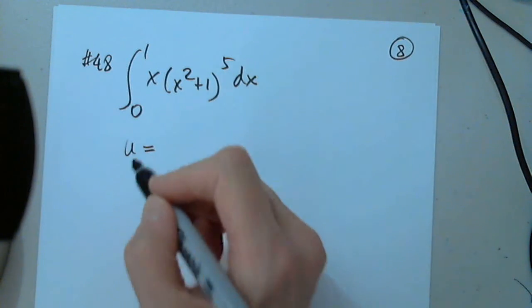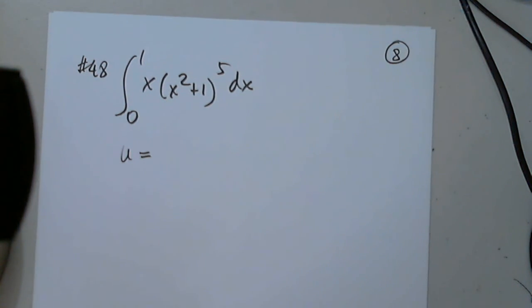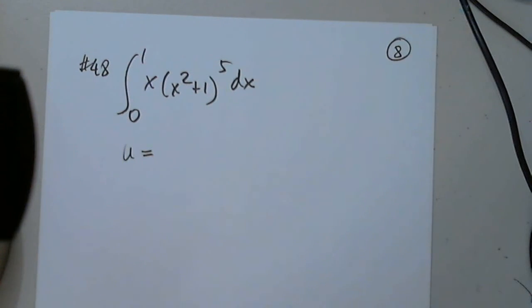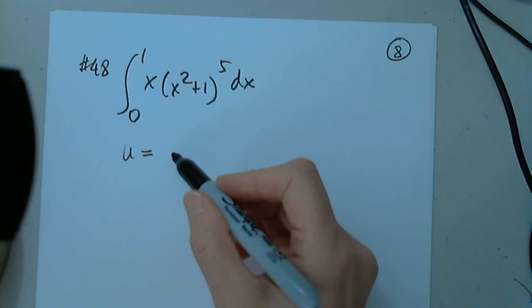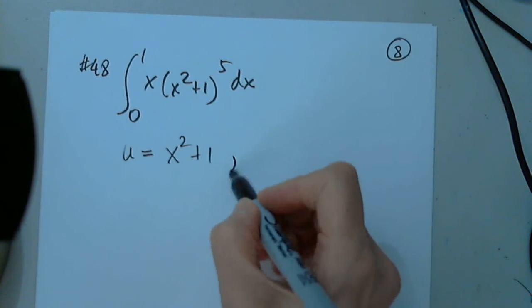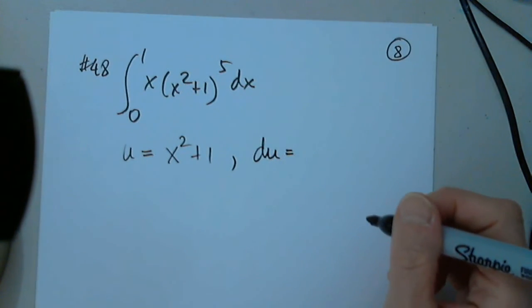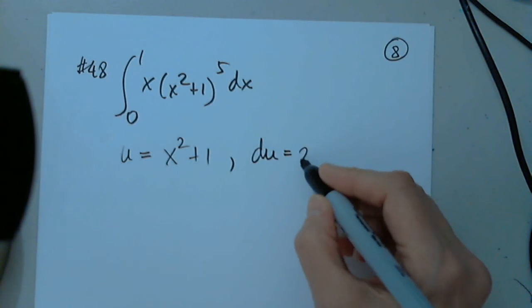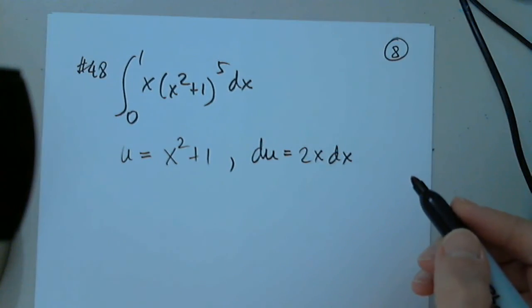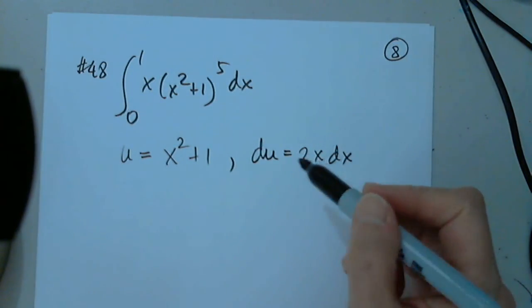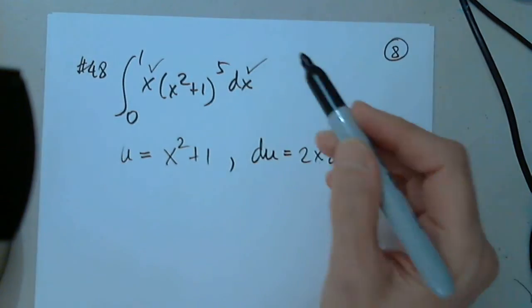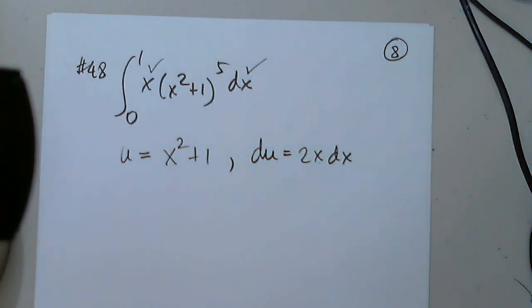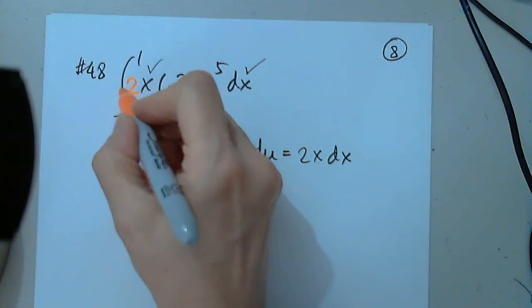So let u be x squared plus 1. That's it. As long as du is easy to make up. du is 2x dx, awesome. Do I have the x? Yes. Do I have the x? Yes. I don't have the 2, no problem. This is a piece of cake.